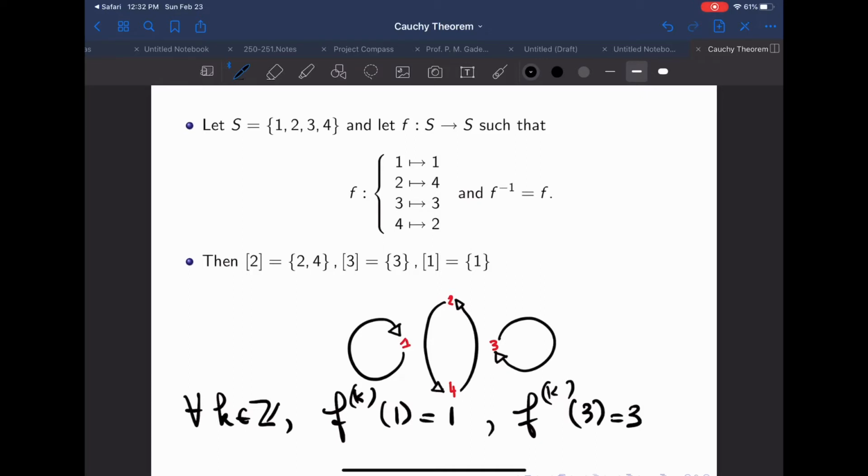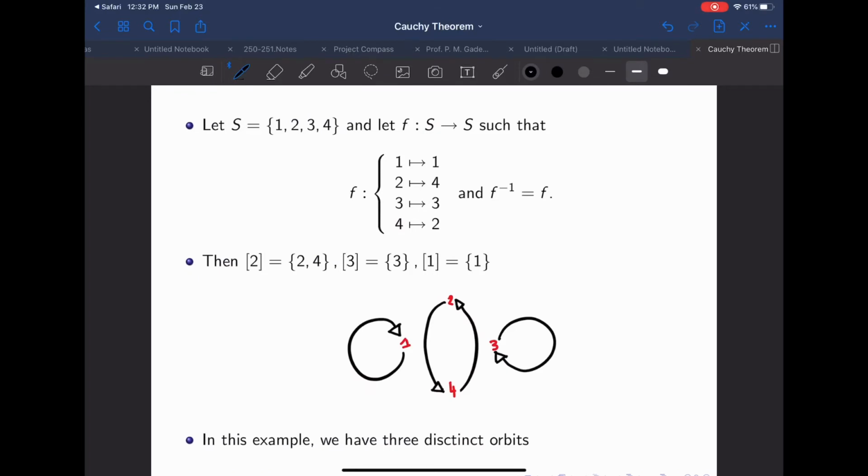On the other hand, 2 goes to 4 and 4 goes to 2, and any other iteration is only going to give you one of these two elements. So the equivalence class of 2 contains 2 and 4. The equivalence class of 3 is just the set containing 3, and the equivalence class of 1 is just the set containing 1. So in this example, we have 3 distinct orbits: 1 orbit of 2 elements, and 2 orbits of 1 element.